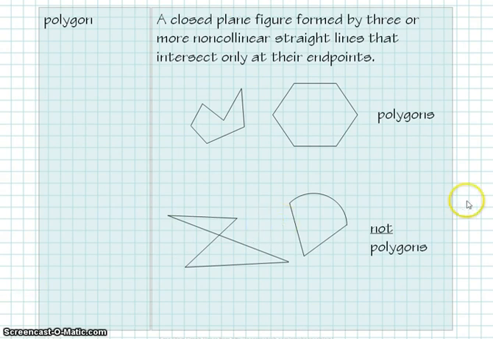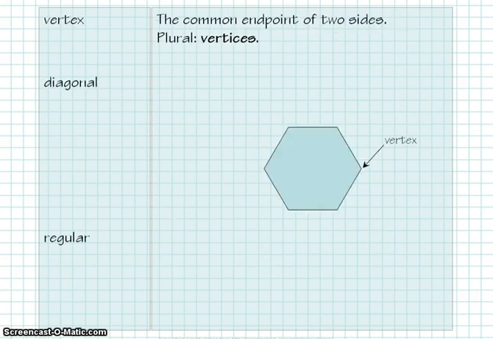Here we go. A polygon is a closed plane figure formed by three or more non-collinear straight lines that intersect only at their endpoints. So here we have some examples of polygons. Here we have some examples that are not polygons. Again, notice here we've got a curved edge. Here we've got two lines that intersect. So those are not polygons.